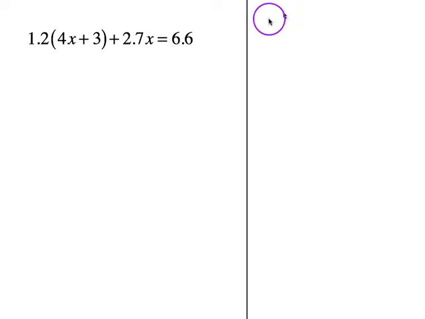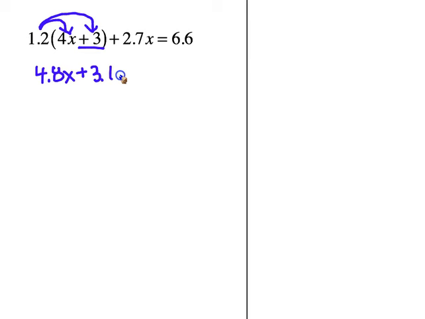So the very first step here is, just like in our notes, we're going to check, can we distribute? In this case, I'm going to say yes, I can distribute, so I'm going to go ahead and do that. I'm going to distribute 1 and 2 tenths to 4x, which is going to give me 4 and 8 tenths x. Then I'll distribute 1 and 2 tenths to a positive 3, which is a positive 3 and 6 tenths. I'm going to go ahead and bring down the next few terms. So I'm just going to put plus 2 and 7 tenths x equals 6 and 6 tenths.